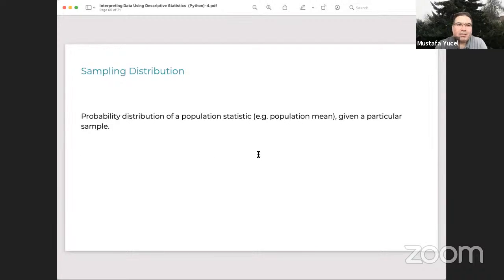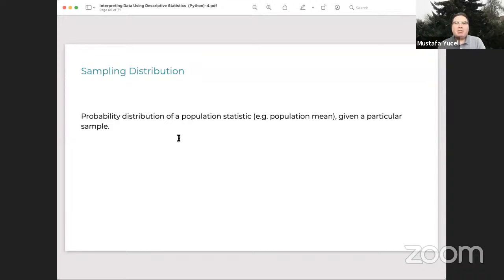And then there is the sampling distribution. It's the probability distribution of a population statistic. In our case, it's the mean given a particular sample. Let's say we want to find the average age in the Bay Area. We are not able to reach everybody in the Bay Area. We get a sample, and then we measure the sample statistics, or we produce the sample statistics from the sample.